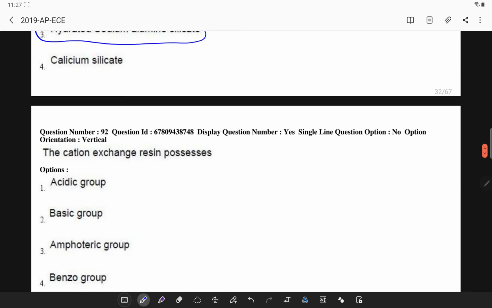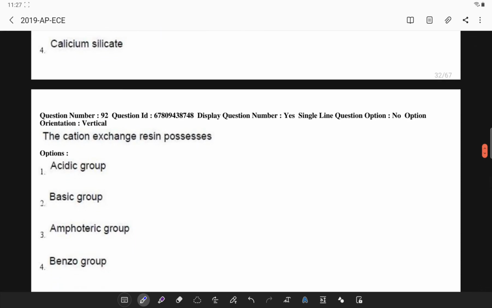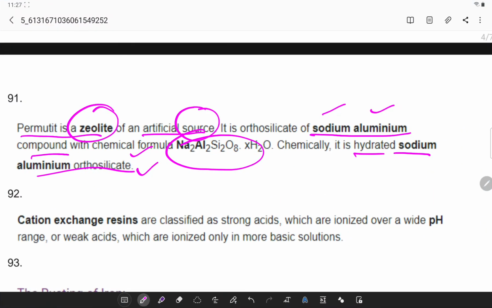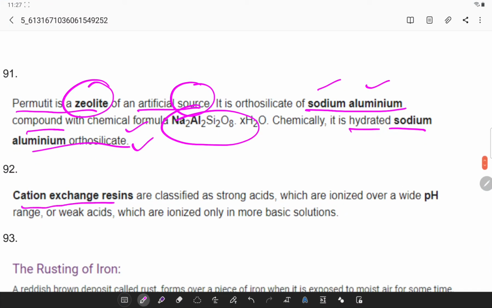Next, the cation exchange resin process is basically an acidic group. Cation exchange resins are classified as strong acids, which are ionized over a wide pH range.